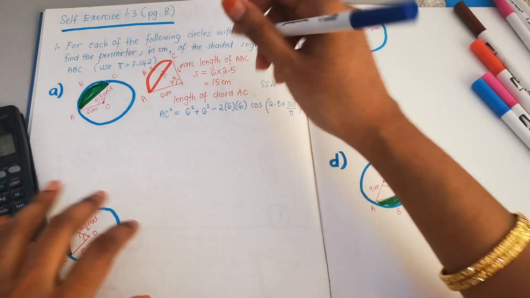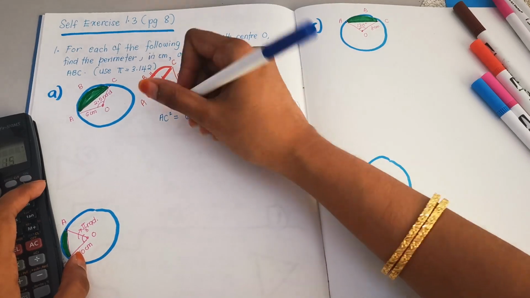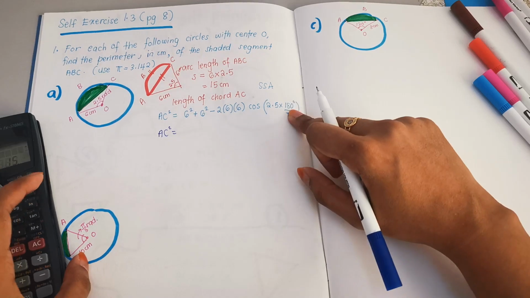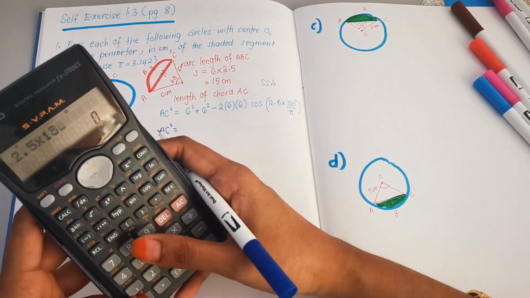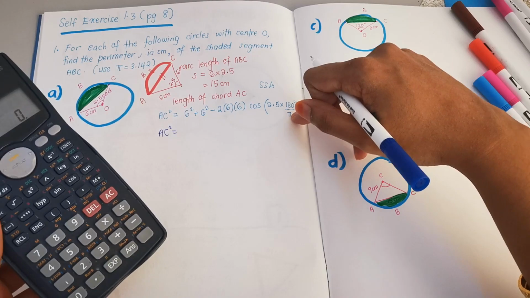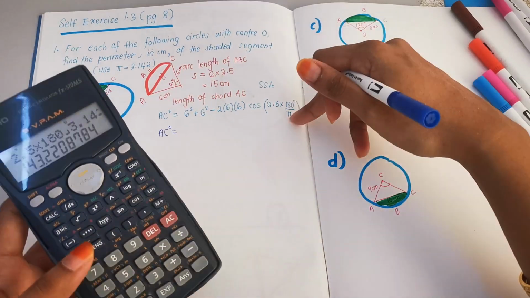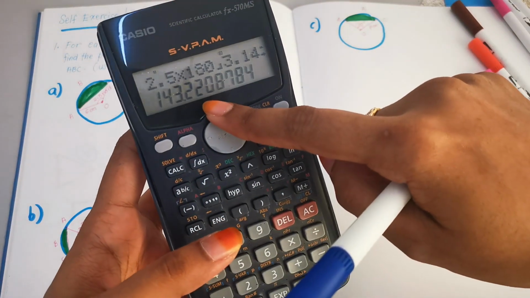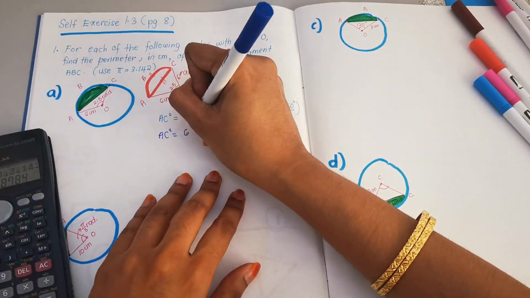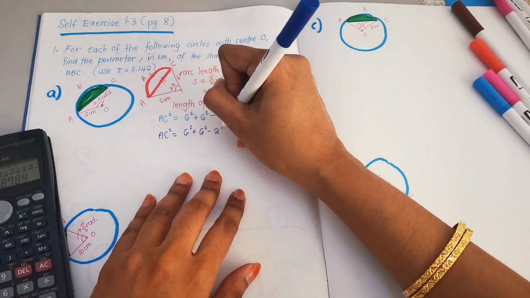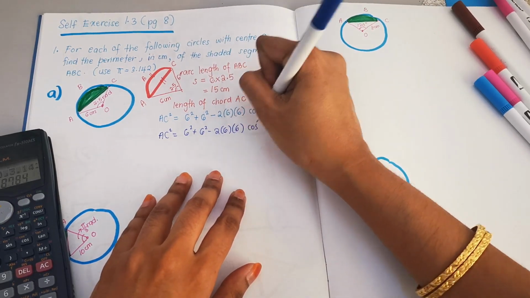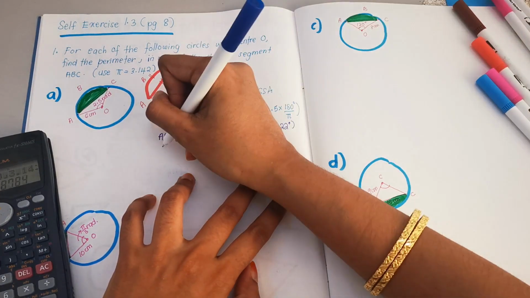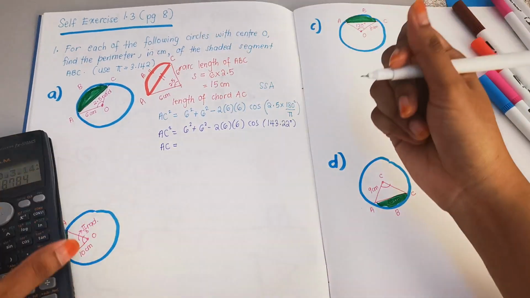Now let's calculate this part. If you're not sure about keying in everything in your calculator, which actually you can, by the way, let's calculate this part first. So 2.5 times 180 over pi. Pi is 3.142, so make sure you key in that. So this is cos 143.22. So I'm going to take this 143.22. So 6 square plus 6 square minus 2 times 6 times 6 cos of 143.22.